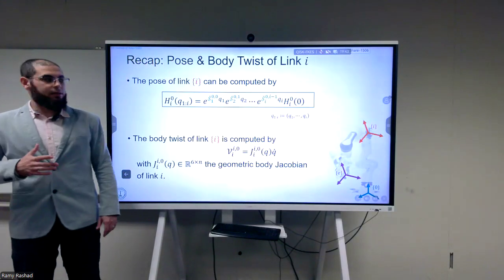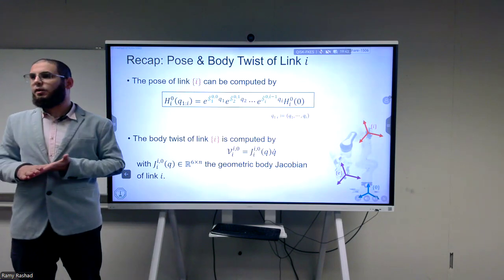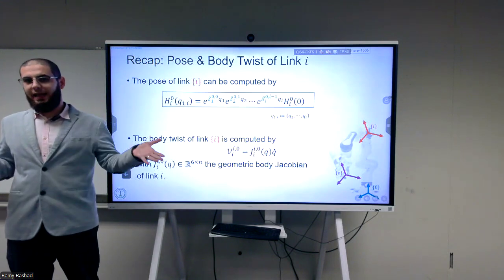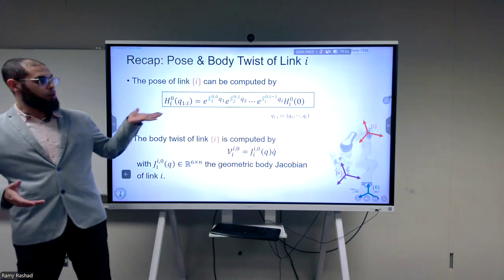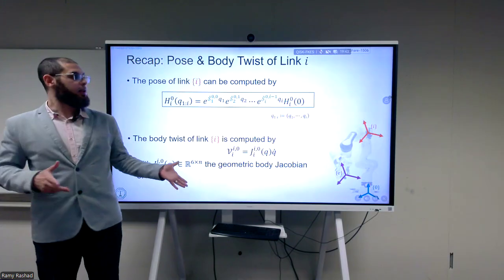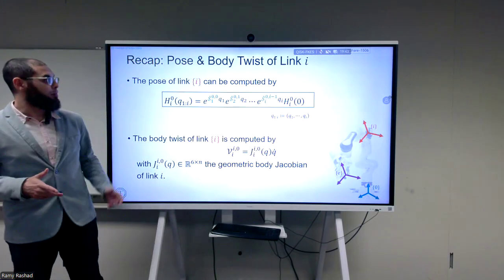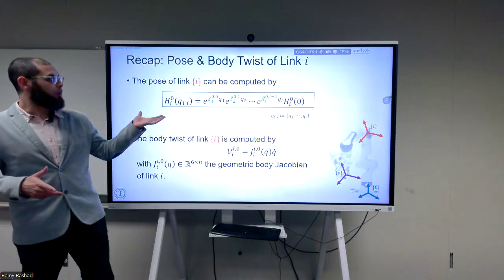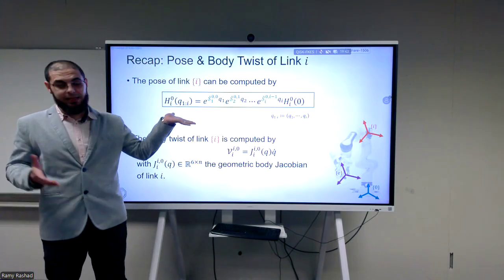So what we did in the kinematics part is that we only needed 2 frames, one at the end effector and one at the base. Then when we wanted to go to the dynamics, we need to introduce all of the intermediate frames. And thus, if we want to look at the pose of the ith link, it will be given by this expression, which is exactly the same as what you saw.